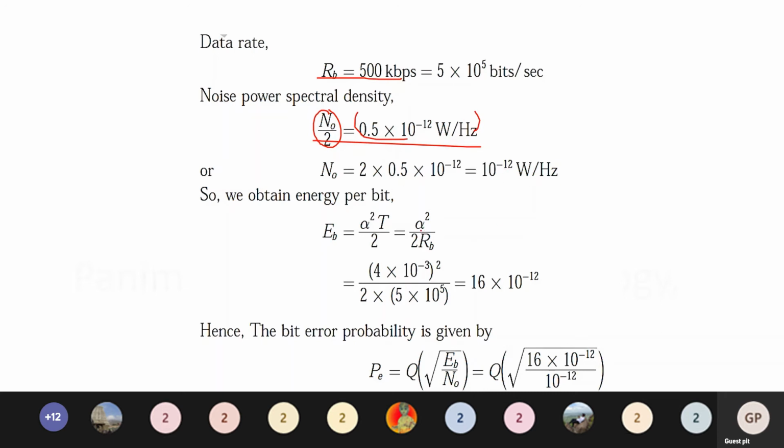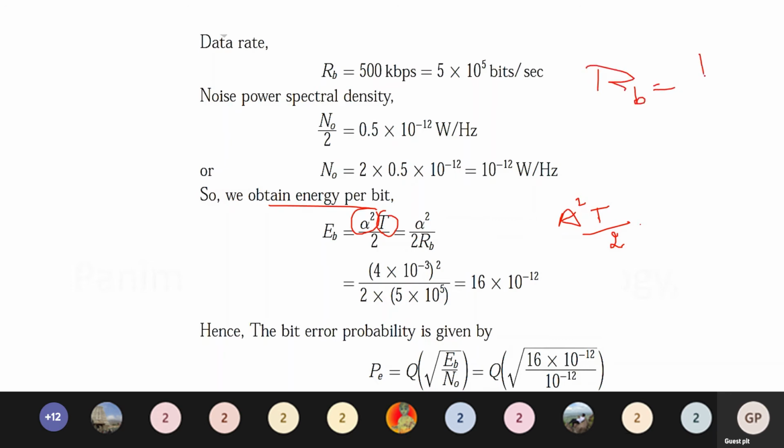Now we have to calculate the bit energy, and the formula is amplitude squared, alpha square, into T divided by 2. Here T is not given in the question; instead we have RB. How RB and T are related: just now I told you RB is equal to 1 by TB, or 1 by T, a single bit duration. Then you can directly substitute the value and you will get the value for EB.